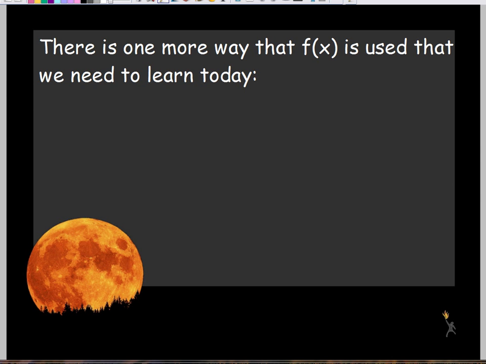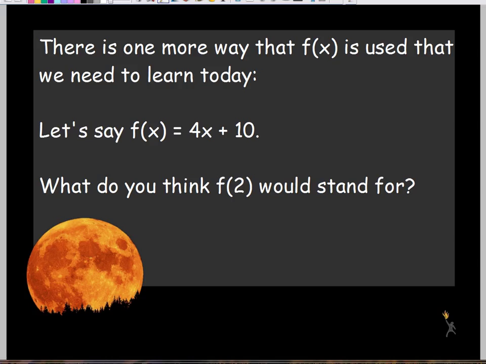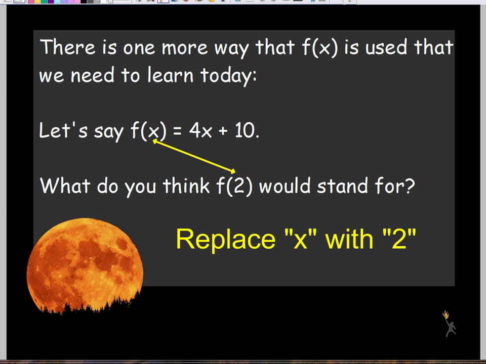There's one more way that f of x is used that we're going to learn today. Let's say that our new function f of x equals 4x plus 10. What do you think f of 2 would stand for? Notice how close they are, f of x and f of 2. What's different about the two notations? Yeah, this is saying replace x with 2.